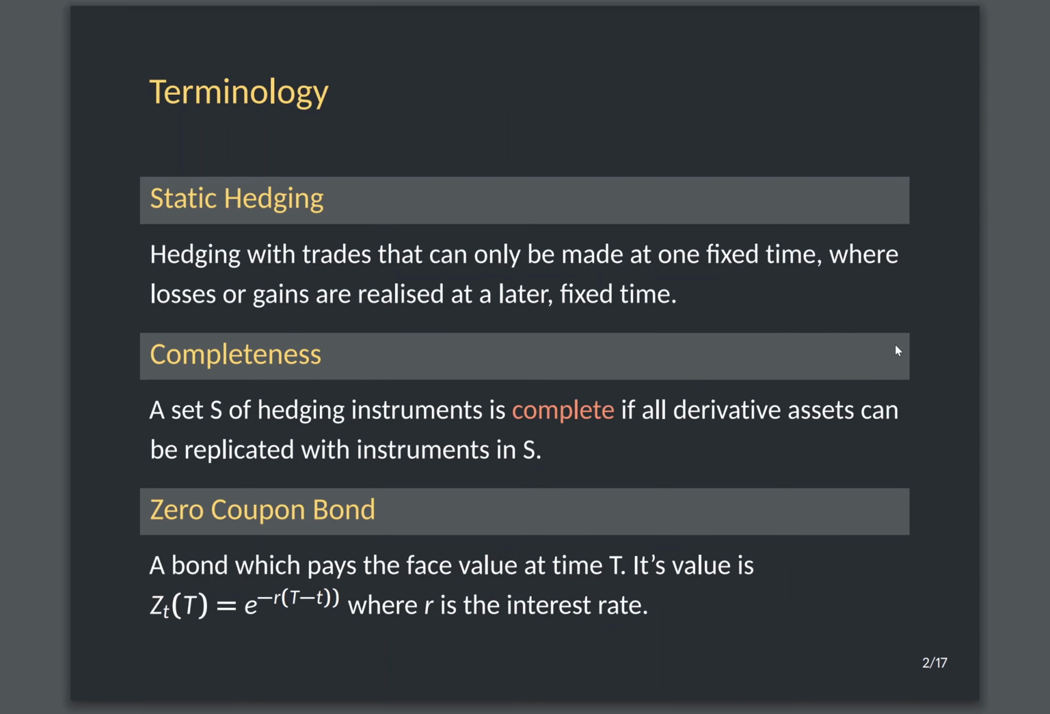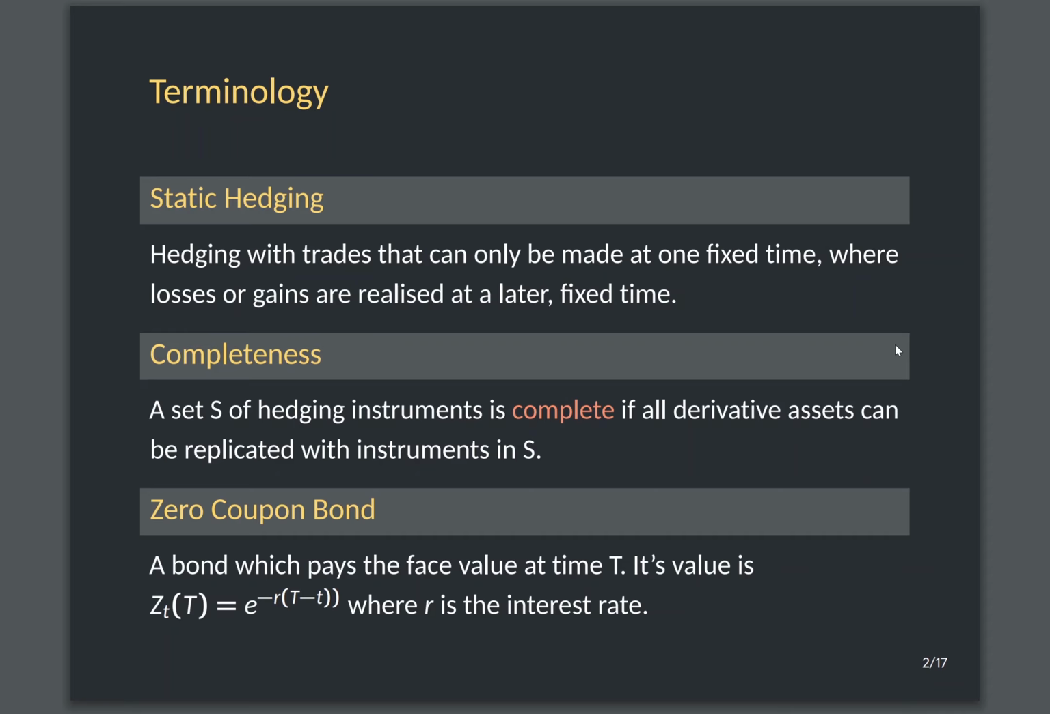Static hedging. Static hedging is hedging with trades that can only be made at one fixed time, where losses or gains are realized at a later fixed time. That is, the position size of a replicating portfolio is fixed until the maturity of the option. This is in contrast to dynamic hedging, which will be the topic of the next group's video.